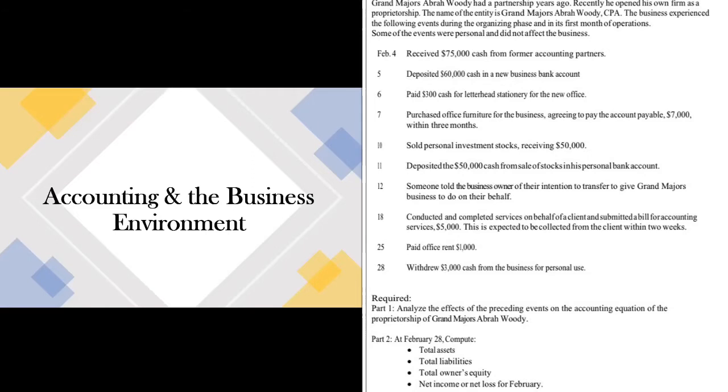Some of the events were personal and did not affect the business. So we're seeing the events from February 4 to February 28. Now let's look at the requirements. Required, Part 1. Analyze the effects of the preceding events on the accounting equation of the proprietorship of Grand Majors Abra Woody. Part 2, at February 28th, compute total assets, total liabilities, total owner's equity, and net income or loss for February.